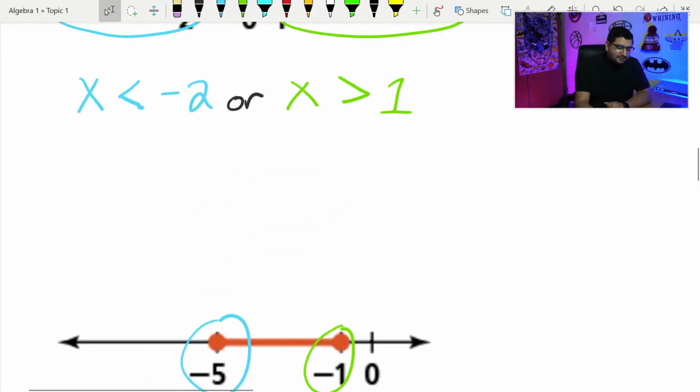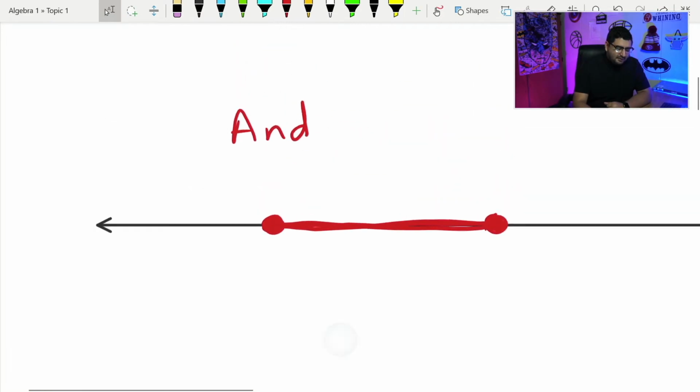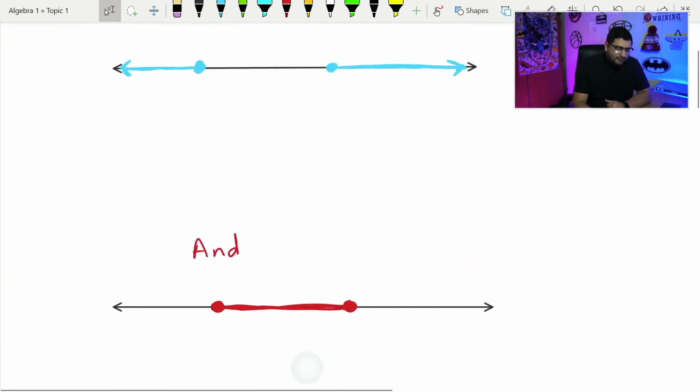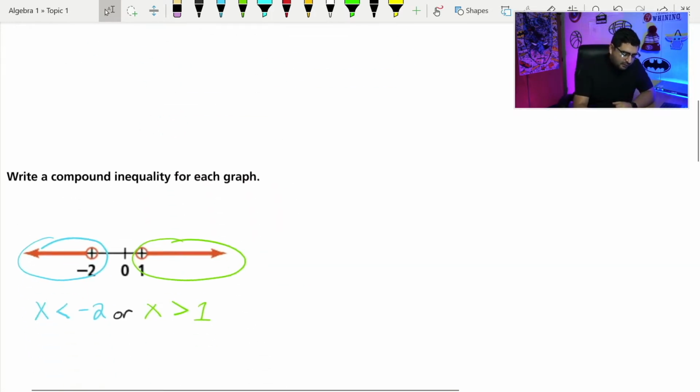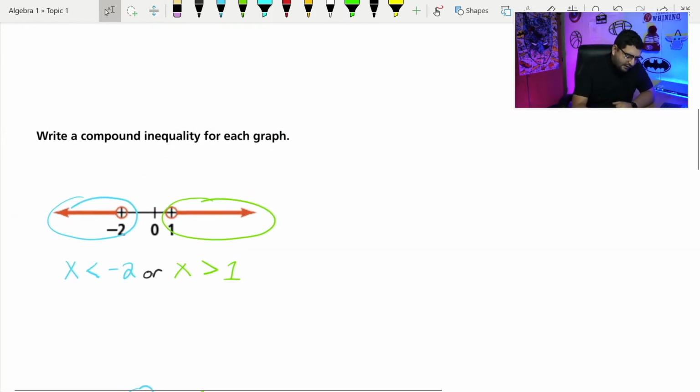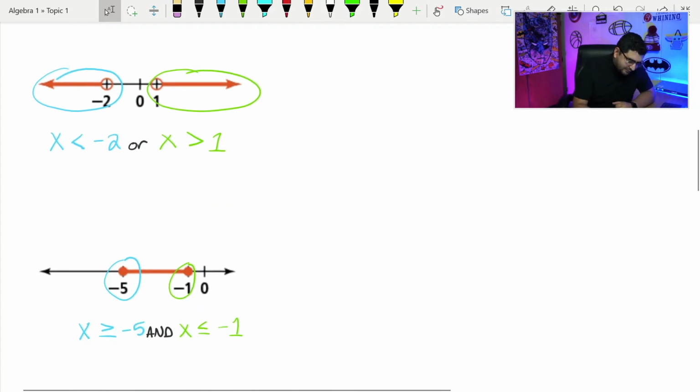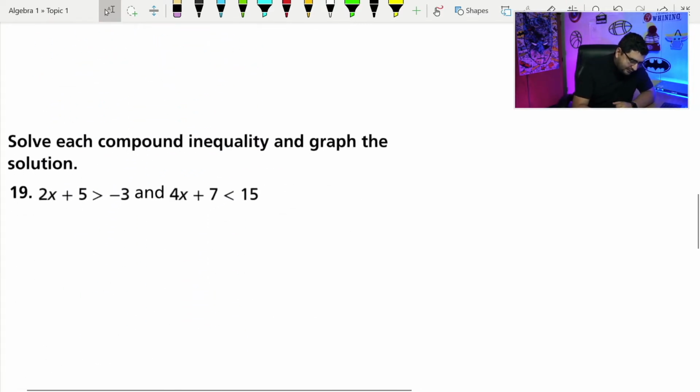And a lot of times you'll see that this is the pattern that we have. Or inequalities will always be inequalities that face away from each other, whereas and compound inequalities will go towards each other and limit us a little bit more than or. Okay, so let's go ahead and continue and look at some more examples of compound inequalities.